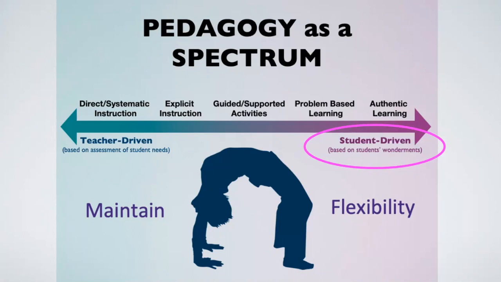develop their own procedures for following them. Similarly to direct and systematic instruction on the left, authentic learning, which is all the way on the right, is also typically used with smaller populations of students during enrichment activities or supported projects, like science fairs, where students are designing and defining their own questions and procedures.